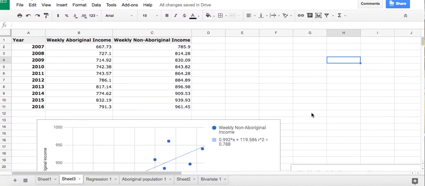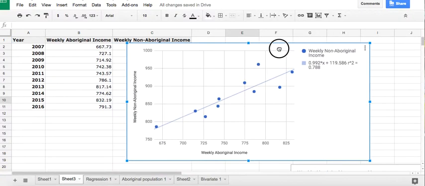Demonstration on how to identify how far points are from the line of best fit. And so we can actually see our line of best fit for weekly Aboriginal income versus non-Aboriginal income right here. And so we can clearly see that this point is the furthest away. So that is one way to identify. So all we want to talk about here is the effect that that point does have on the graph, and that's the point that's furthest away.